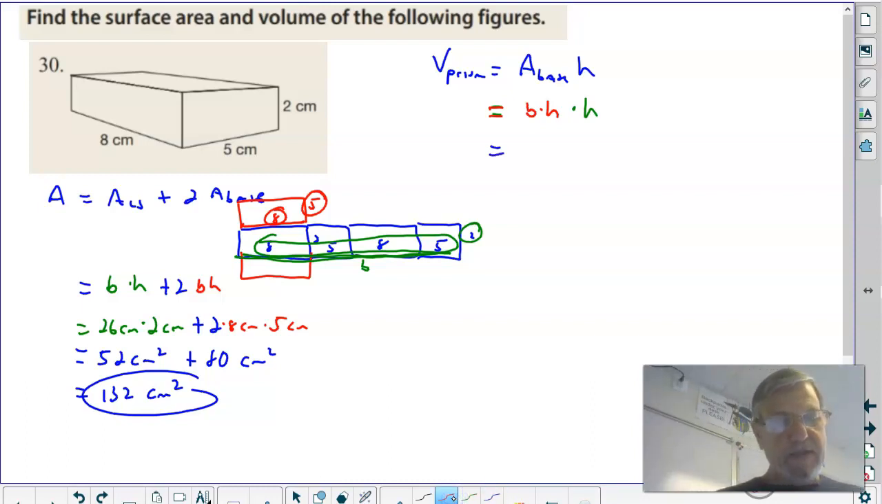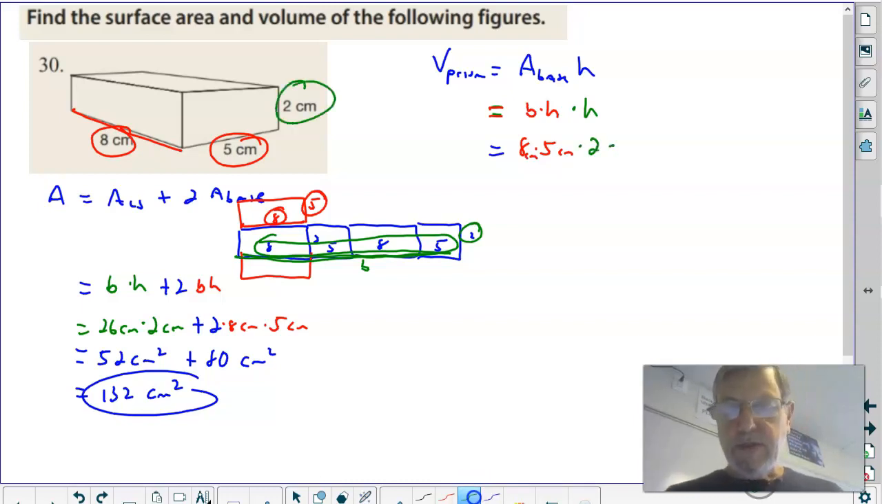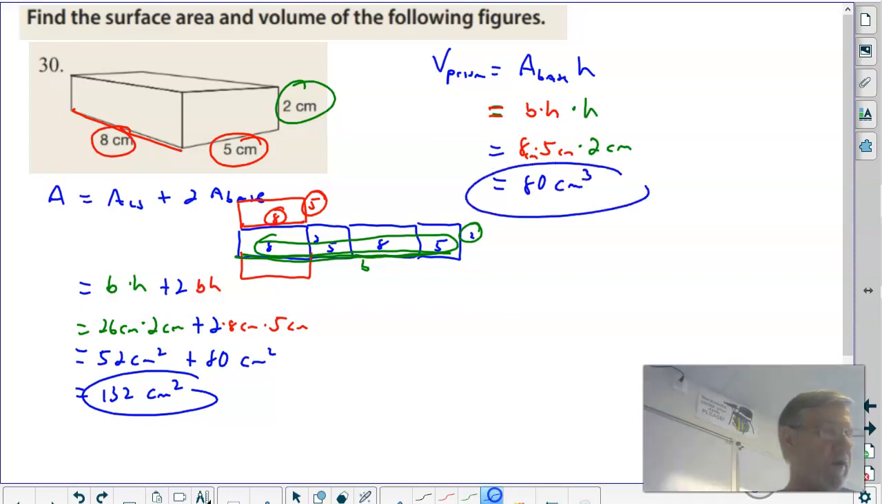So the base, again, has a base of 8 and a height of 5. And again, these are centimeters. And the height of the whole prism is 2 centimeters. So we got to multiply all that together. 5 times 8 is 40, times 2 is 80. 80 centimeters cubed would be the volume of this prism.